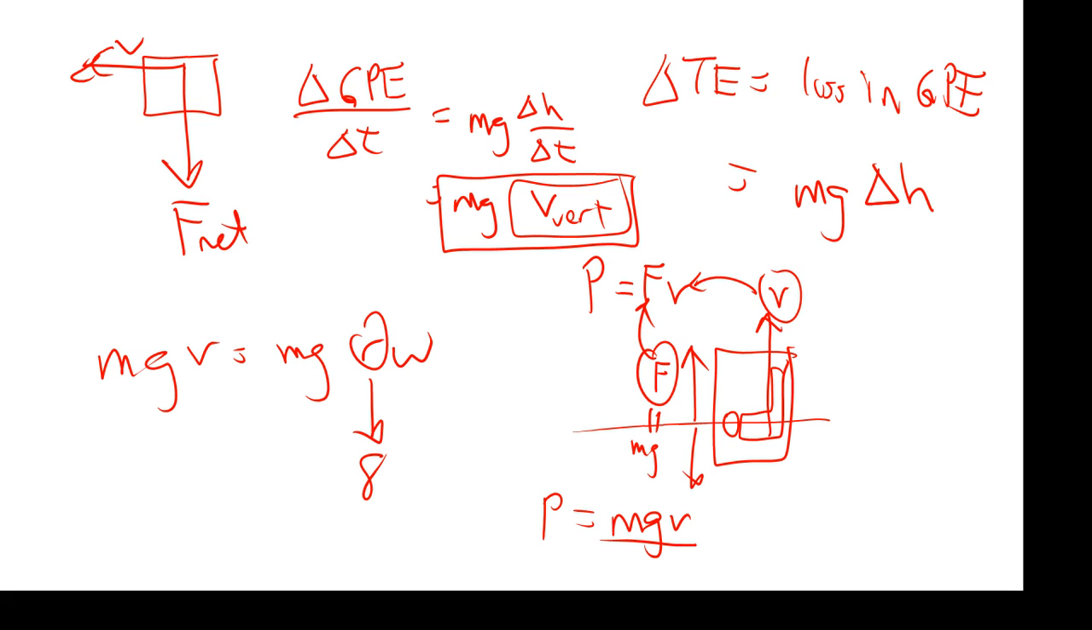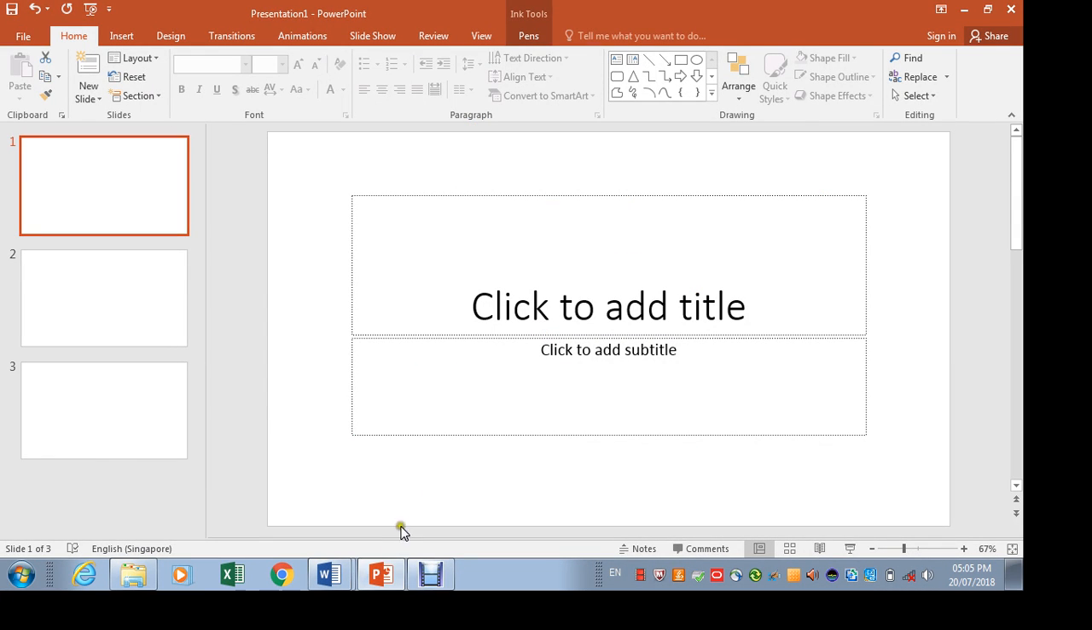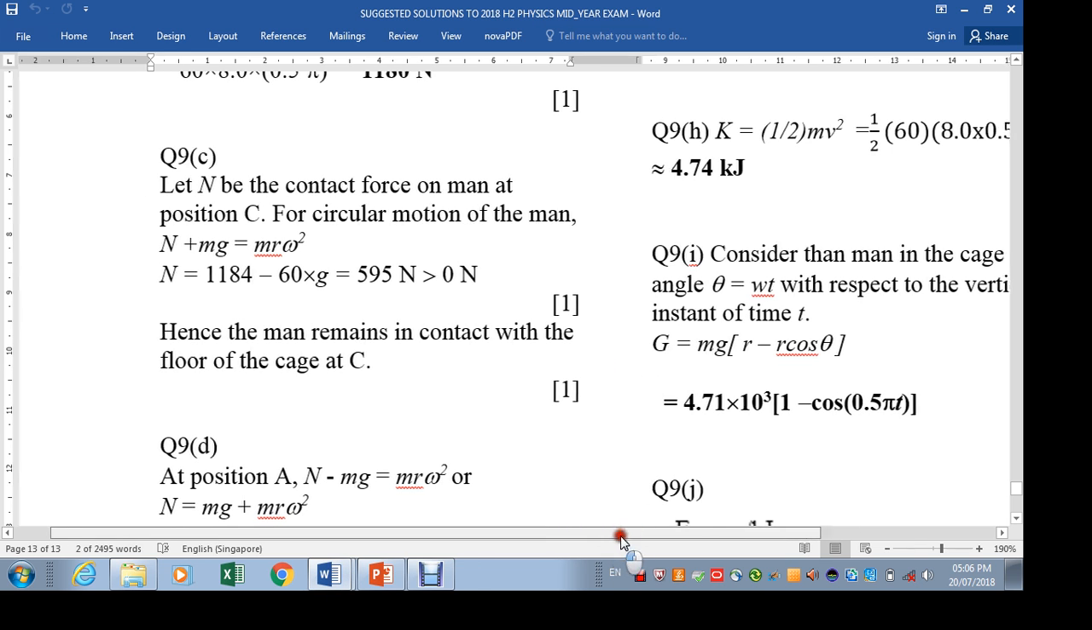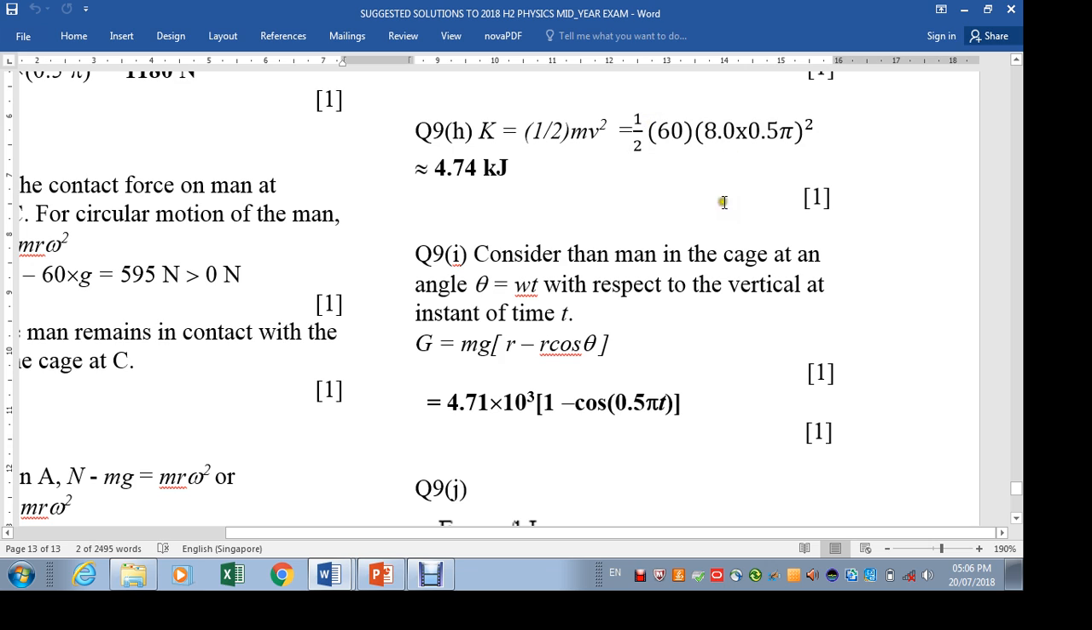Next, calculate the kinetic energy of the man. Half mv squared. V equals r omega. Okay, so I think by now a lot of you got squared off by the question already, right? But part H is more or less a standalone. You just sub it in, you get your answer. Part H, half mv squared, sub, 1 mark, no problem.